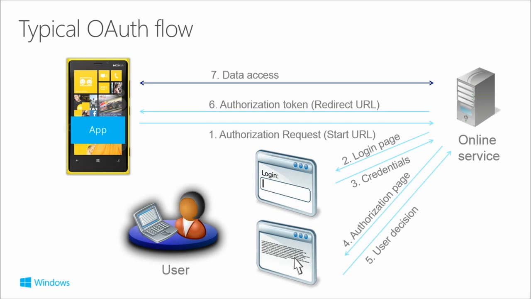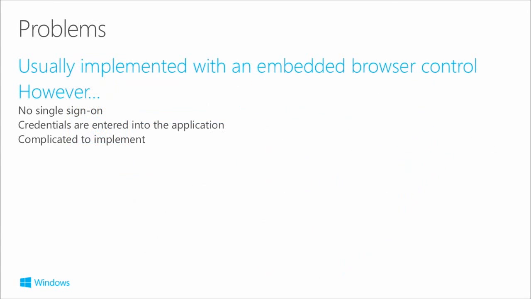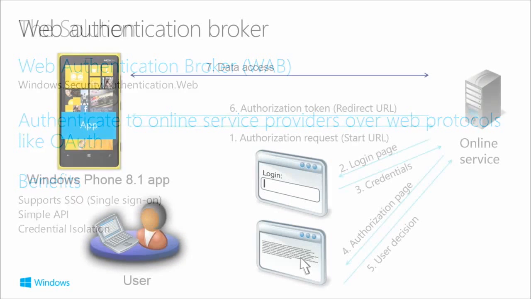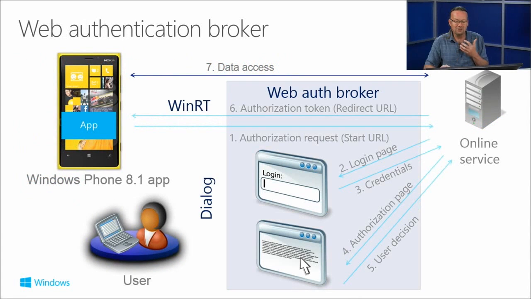It's complicated to implement, and you have to have an embedded web browser control, which we don't want to do all of that. It's hard to implement, and has got a lot of other problems as well. The solution is the Web Authentication Broker, where you can authenticate easily and support single sign-on, which we're not going to cover. We'll cover that in the enterprise session this afternoon. It's very simple to use, and what we've effectively done is taken all of that bit and stuck it into a component.